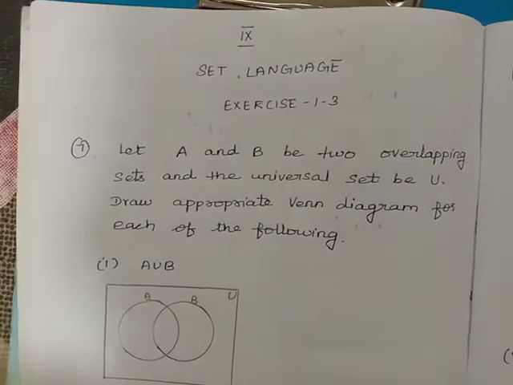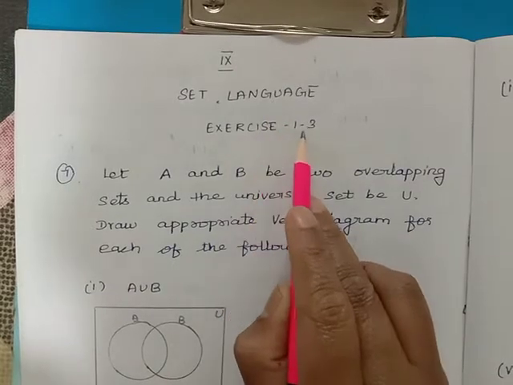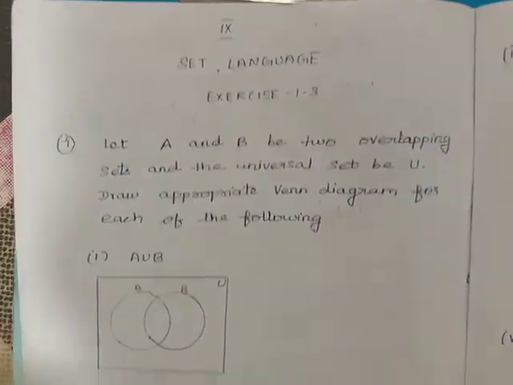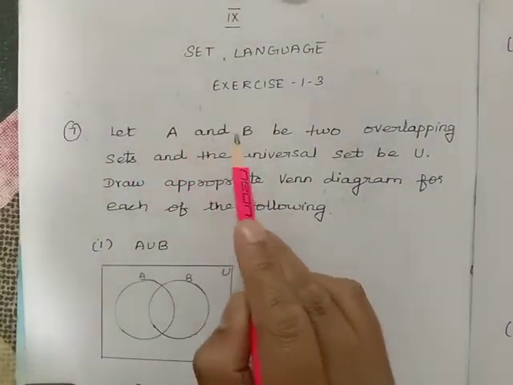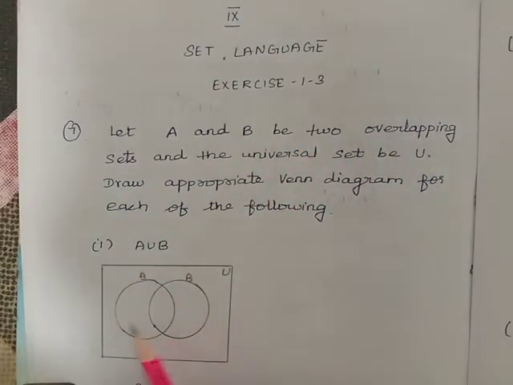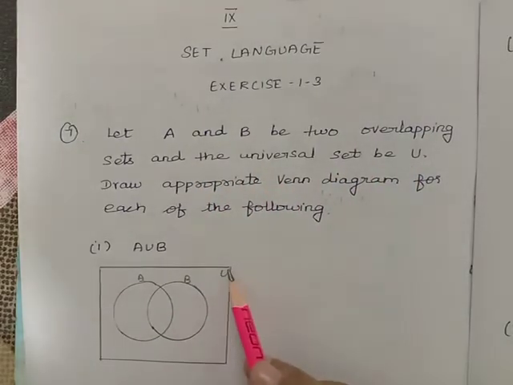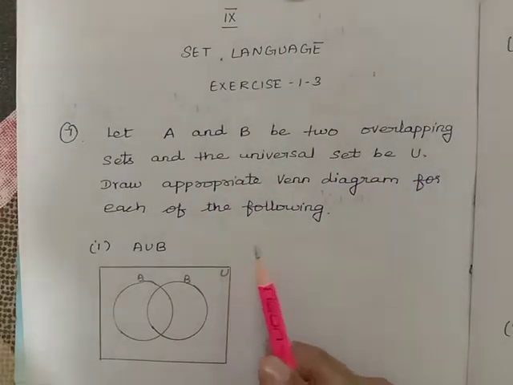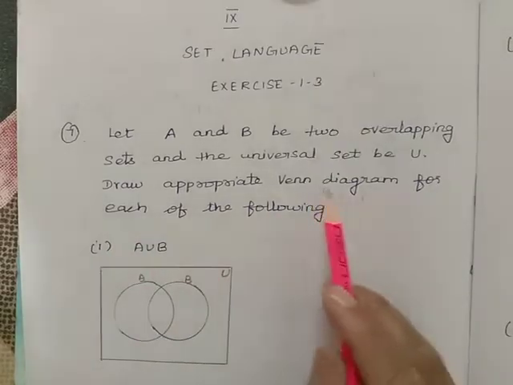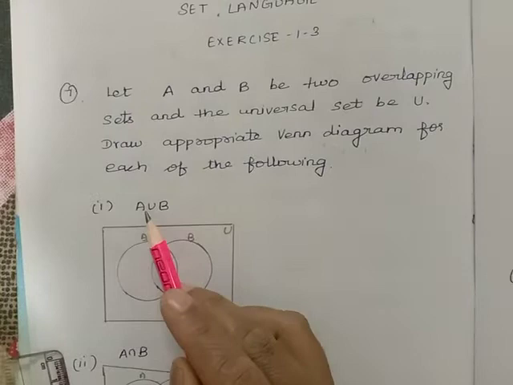Today we are going to learn 9th standard Set Language exercise 1.3, 7th sum. Let A and B be two overlapping sets. This is A and this is B, overlapping sets, and the universal set be U. This is U. Draw an appropriate Venn diagram for each of the following. Your first question, A union B.